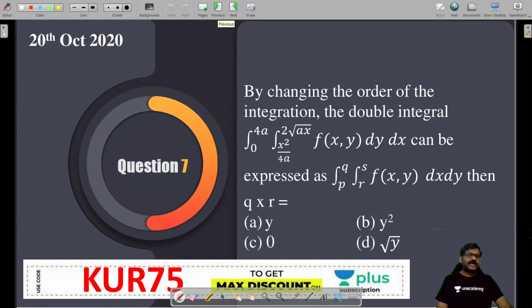Next, by changing the order of integration in the double integral from 0 to 4a, x square by 4a to 2 root ax, function of xy dy dx, it can be expressed as integral p to q, r to s, function of xy dx dy. Then q multiplied with r, what is the result?